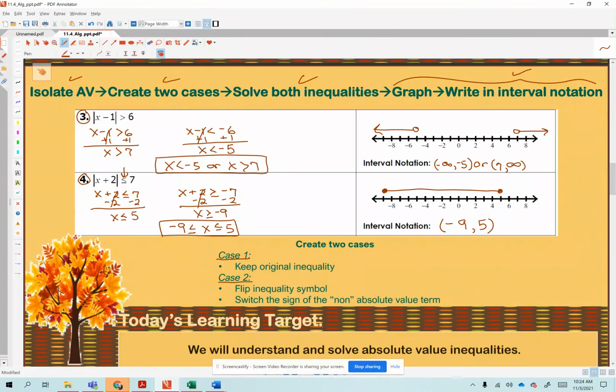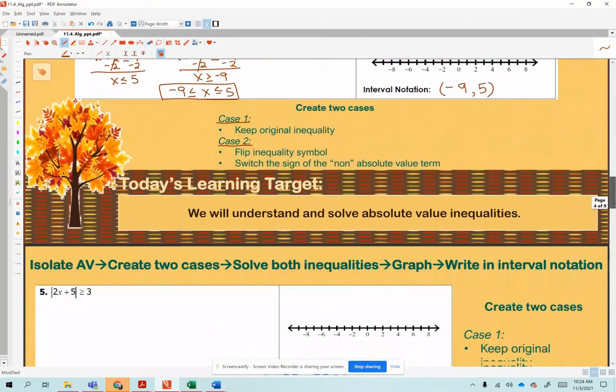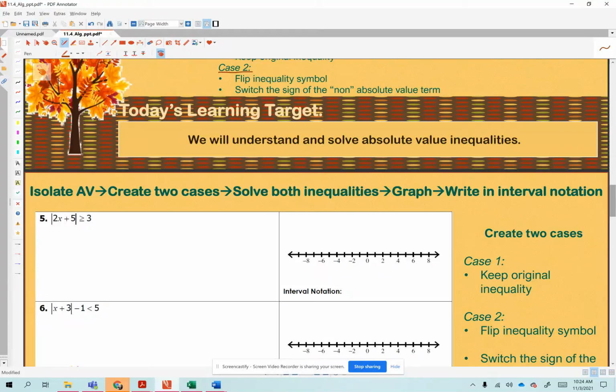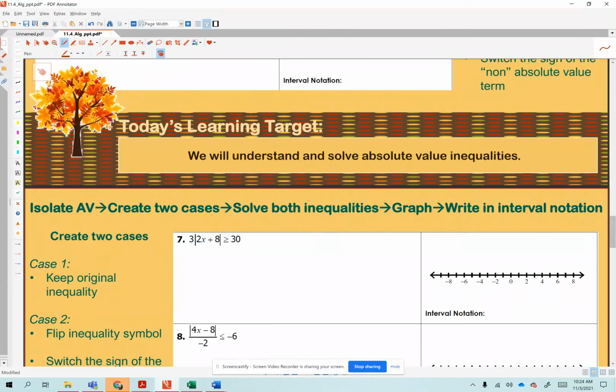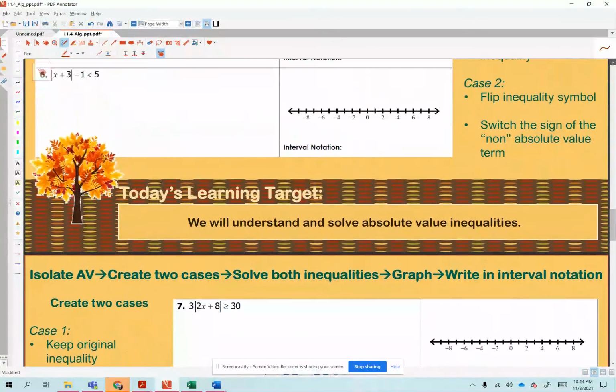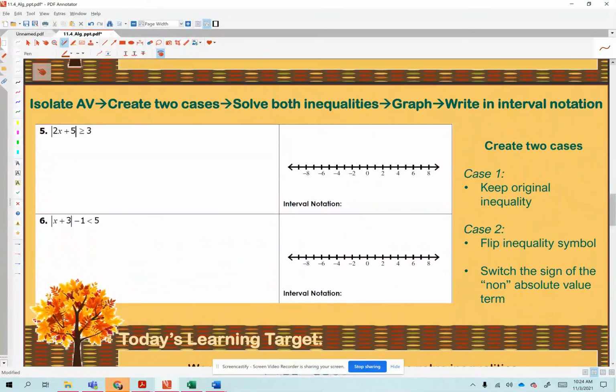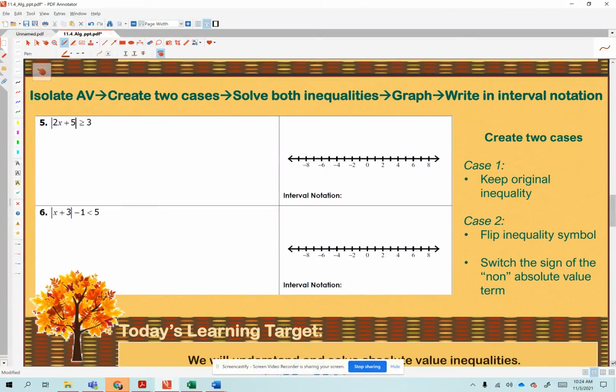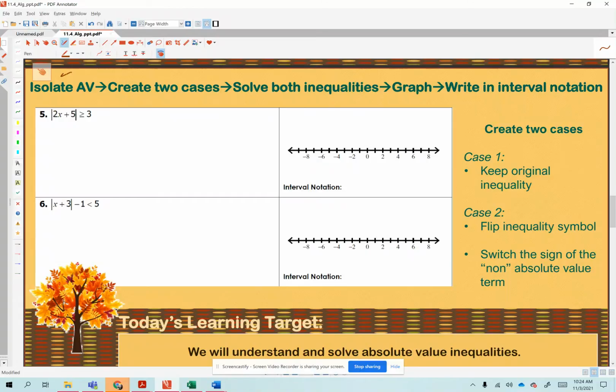So let's move on to 5 and 6. And remember, the steps are the same. The inequalities might get a little more difficult, but the steps are the same. So we're going to isolate absolute value, create 2 cases, solve each of those inequalities separately, and then we'll graph and write our answer in interval notation. So absolute value is already isolated on number 5, so we can make our 2 cases.